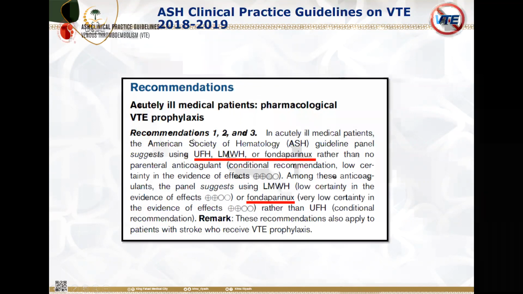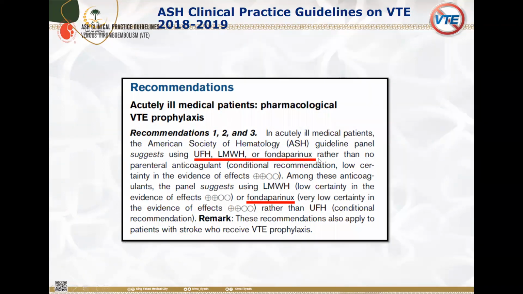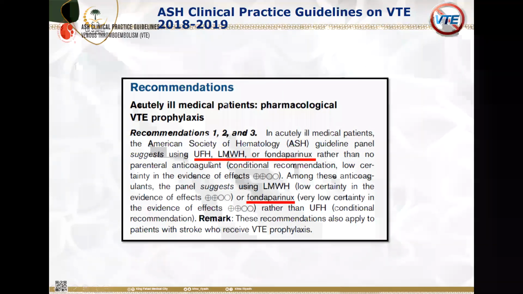So there are about 10 recommendations. I just summarized the most important recommendations. So recommendation 1, 2, 3, in acutely ill medical patient, the American Society of Hematology guideline panel suggests using unfractionated heparin, low molecular heparin, or fondaparinux rather than no parenteral anticoagulation. And among these anticoagulants, the panel suggests using low molecular heparin or fondaparinux over unfractionated heparin.